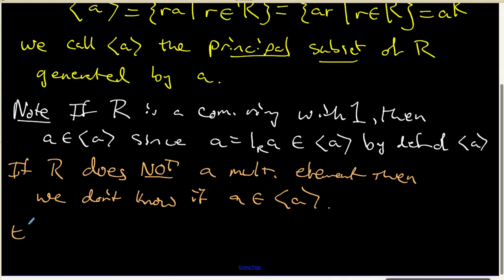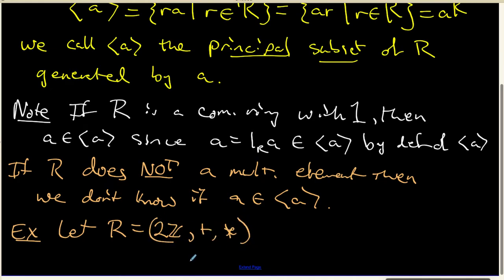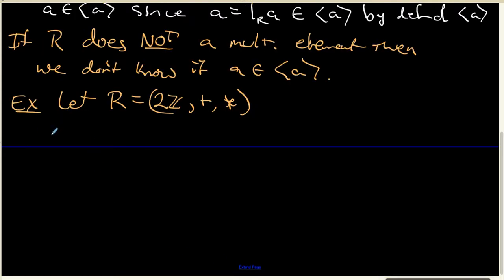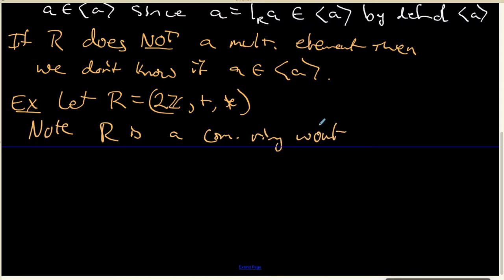My first example is going to be, let's let R be the set of even integers under addition and multiplication. Now, we already know this is a subring of the integers, and we also already know that this particular ring has no multiplicative identity. So I want to simply make a note that we do know that R is a commutative ring without a multiplicative identity element. And I also know that 4 is a perfectly good element of this ring.